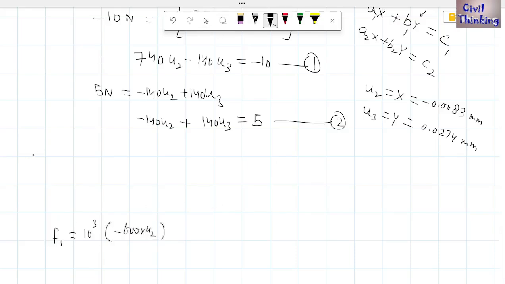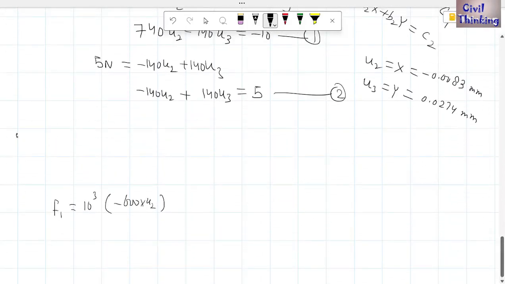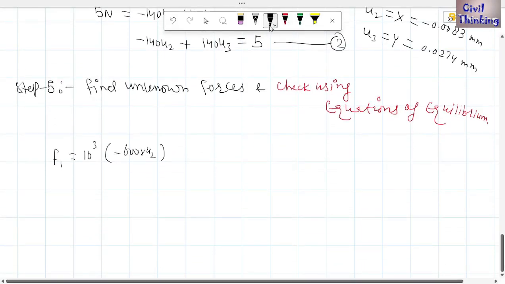So it was basically step 5, right? Step 5 was to find the unknown forces, and also remember one thing, we have to check using equations of equilibrium. Okay, I will tell you in a moment what it is.